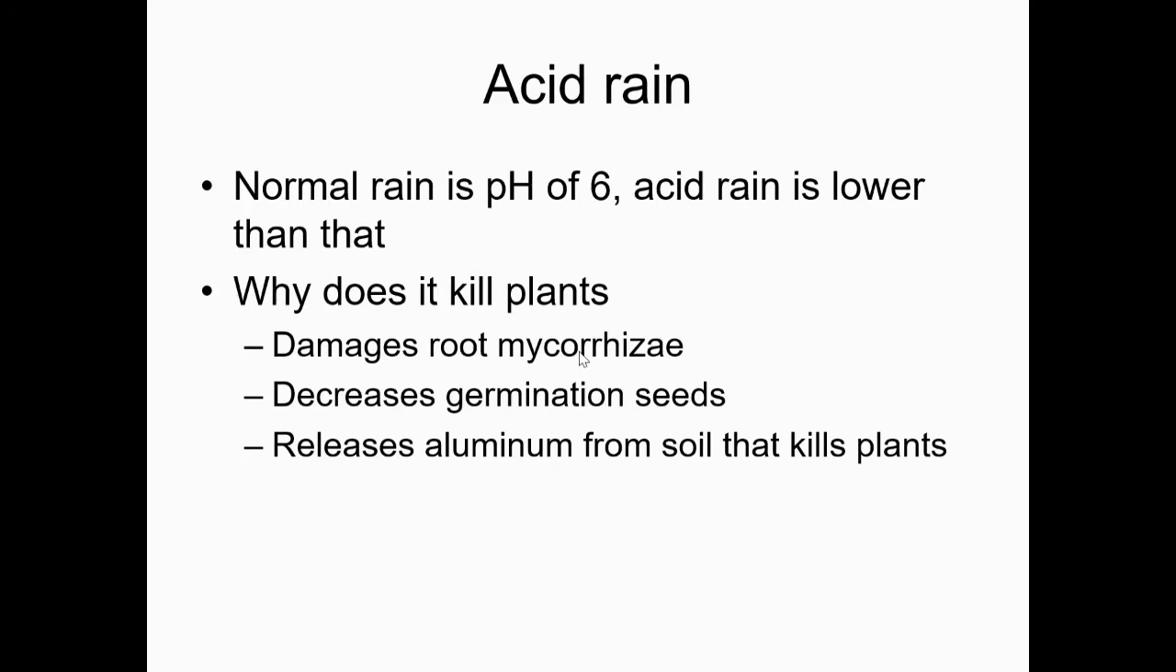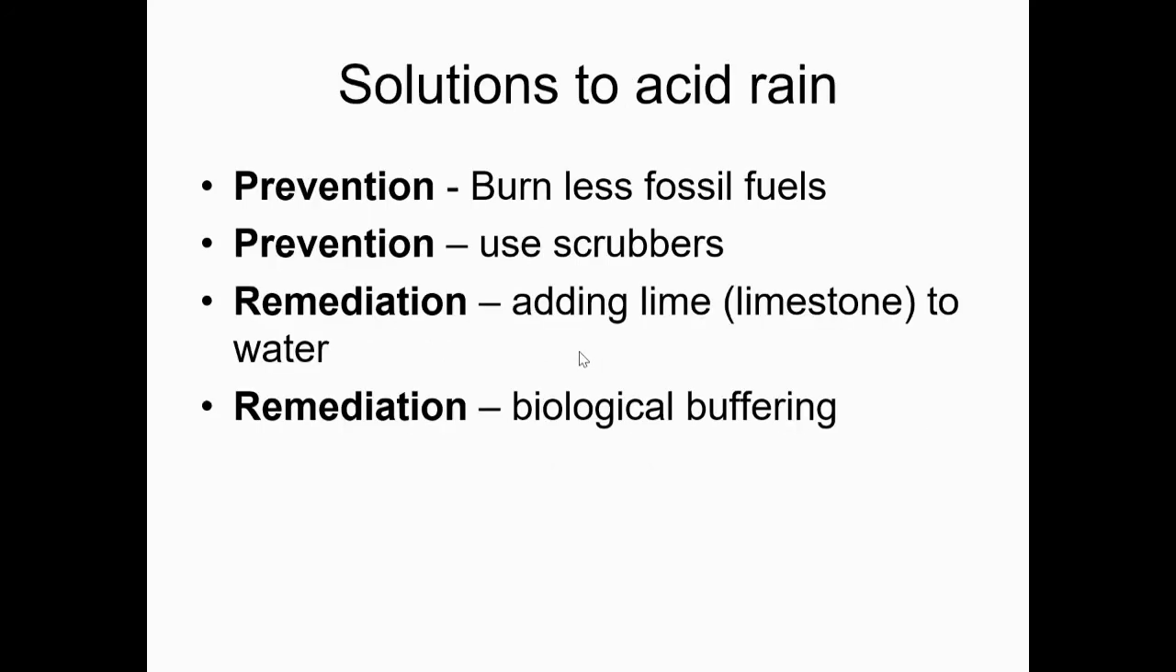So, acid rain. Here are the environmental impacts of acid rain. Normal rain is pH of 6. Acid rain is lower than that, around pH of 5. These are the ecological impacts of it. It damages root mycorrhizae. As you saw with the acid rain lab that we did, the seeds didn't grow so well in vinegar. It releases aluminum from the soil, and that aluminum becomes toxic to plants.